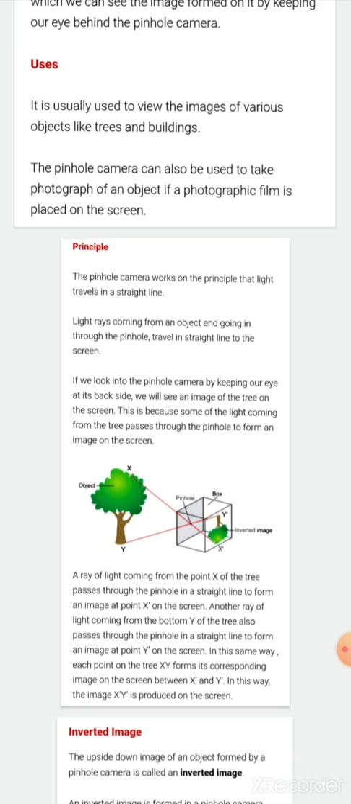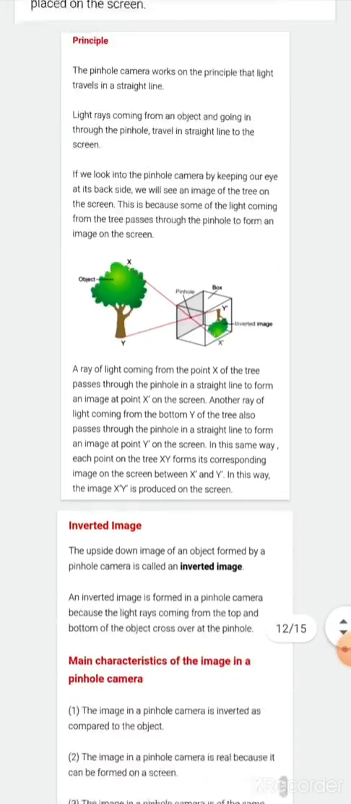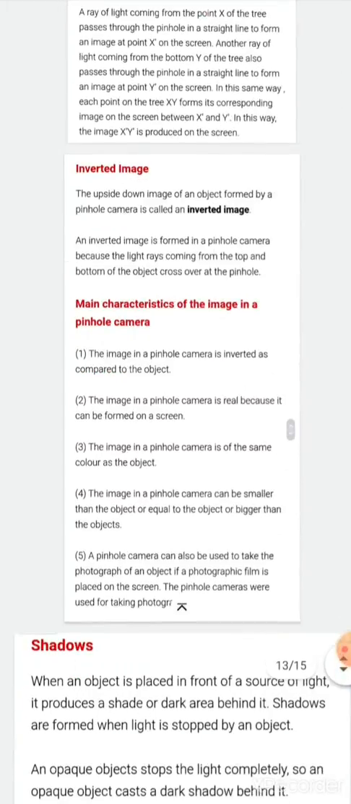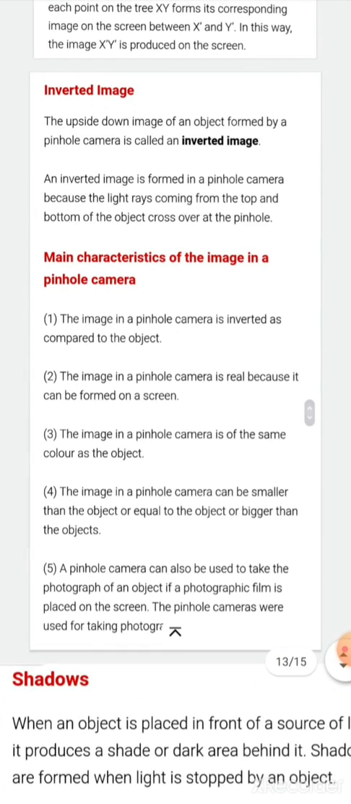If you look into a pinhole camera by keeping your eye at its back, you can see the image of the tree on the screen. This is because some of the light coming from the tree passes through the pinhole to form an image on the screen. Now what do you understand by the term inverted image?